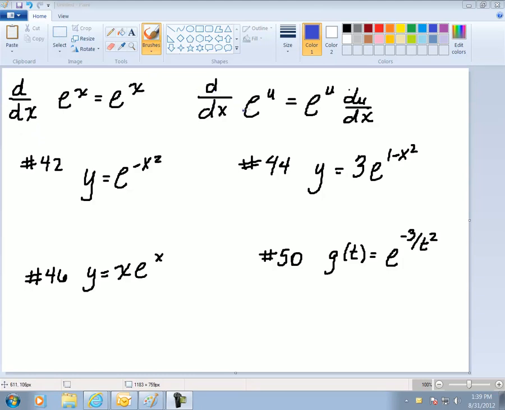And now if I take the derivative of e to the u, it is simply e to the u and then du dx. Right? So I have several examples I'm going to go through here.